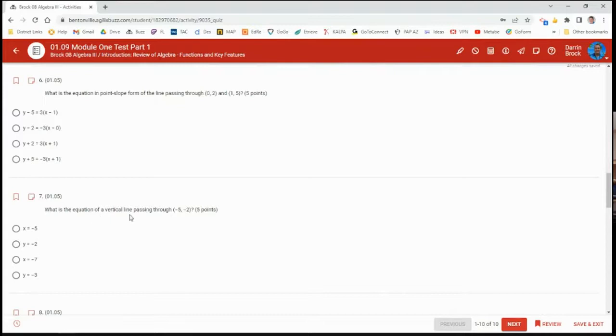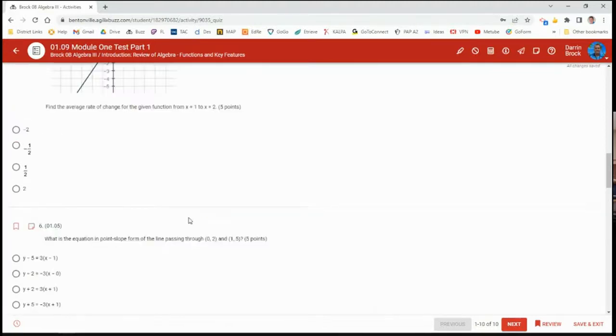What's the equation of a vertical line passing through this point? Is it an x equals or y equals? Which one do you need?